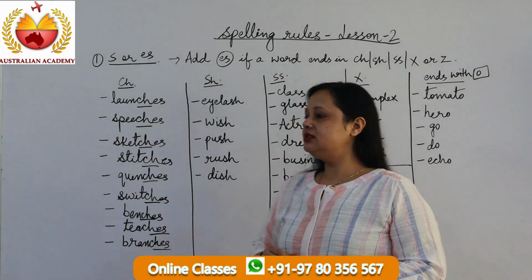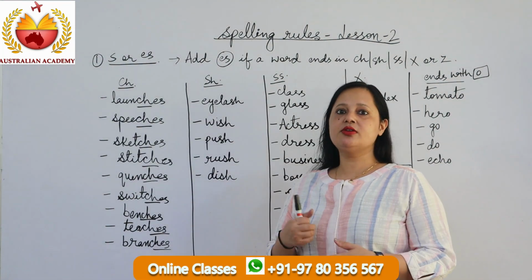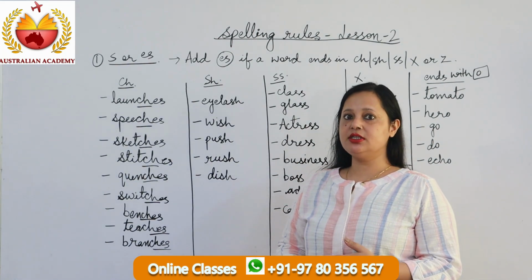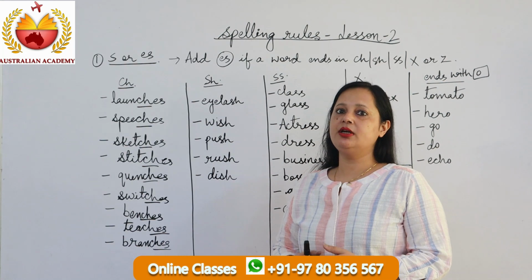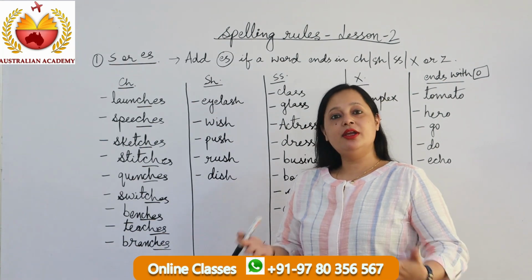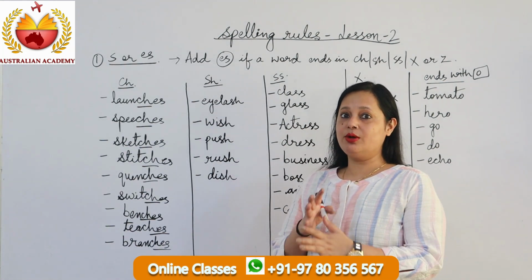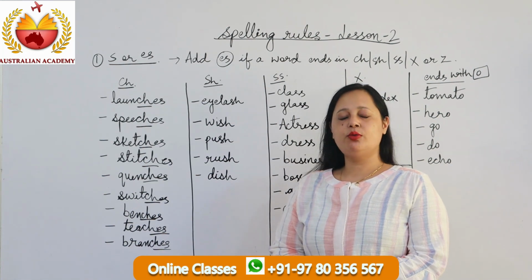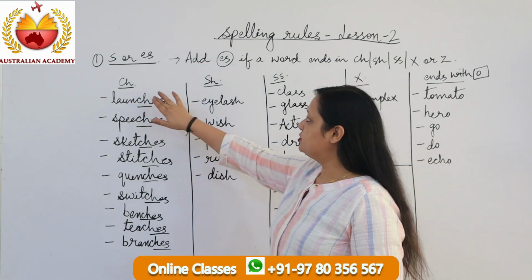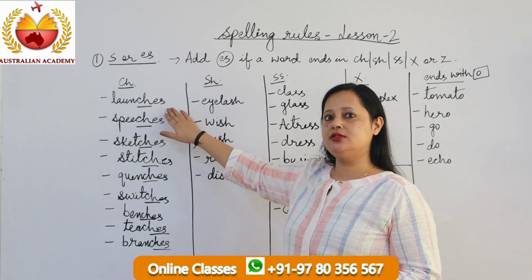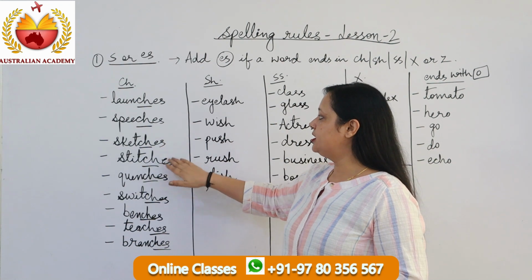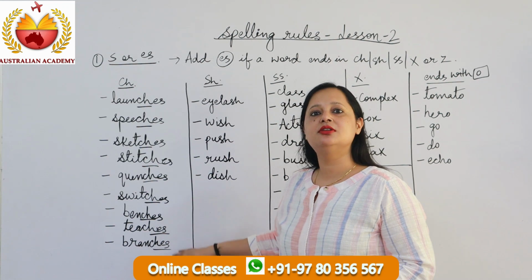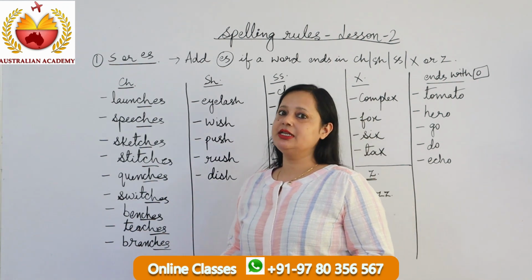I have taken sufficient examples so that you can learn them and keep them in mind. If you watch these words again and again, you become comfortable and need not worry about how to remember so many rules. It is not difficult to remember if you watch this video completely. So ch means you add es: launches, speeches, sketches, stitches, quenches, switches, benches, teaches, branches. All these are ch plus es.